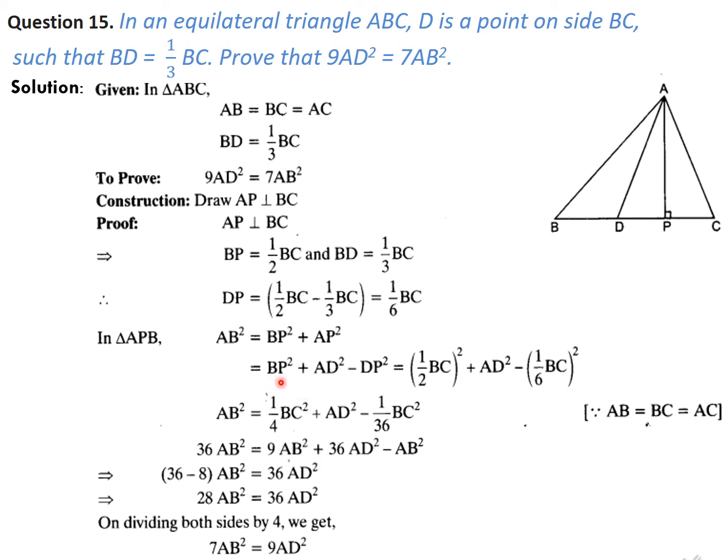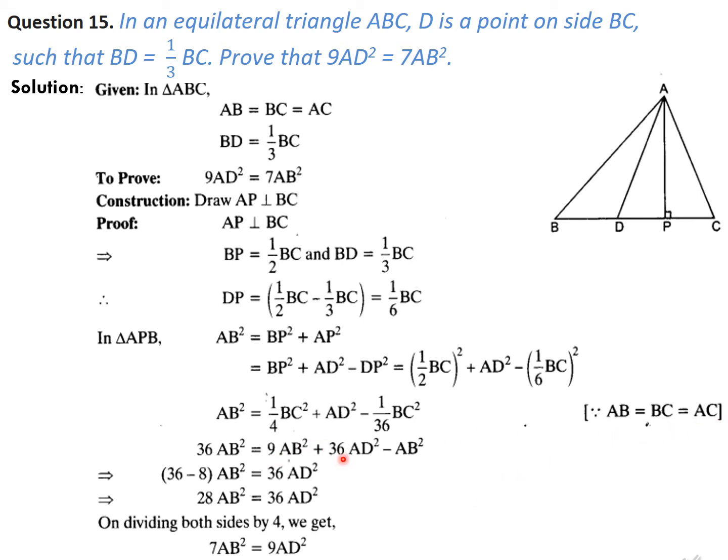So now if you put it right here, BP square is equal to half of BC square, AD square remains as it is, minus DP square, which we have got as 1/6 BC whole square. If we just calculate the right hand side, then we'll get AB square is equal to 1/4 of BC square plus AD square minus 1/36 BC square. Now we know that AB is equal to BC is equal to AC.